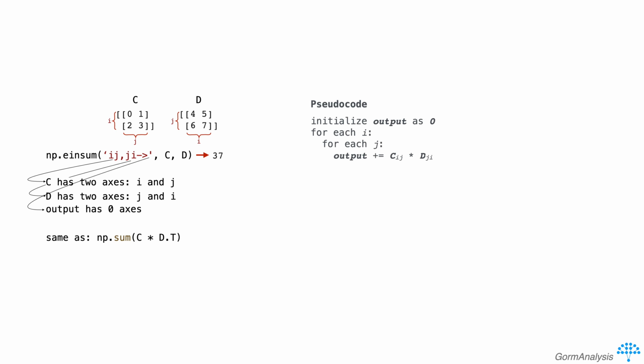The difference is that einsum only visits each element once, whereas sum C times D transpose visits each element twice. First when it does the multiplication, and second when it does the sum. More importantly though, sum C times D transpose creates a temporary array that takes up memory before it gets summed into a scalar. Einsum avoids this memory consumption, which if you're dealing with big arrays can make a significant difference.